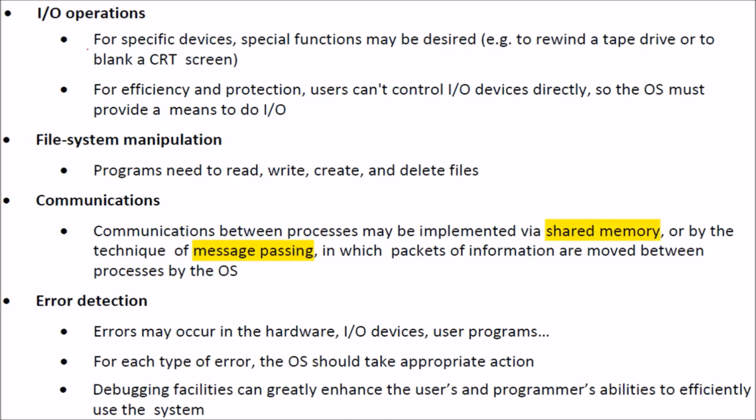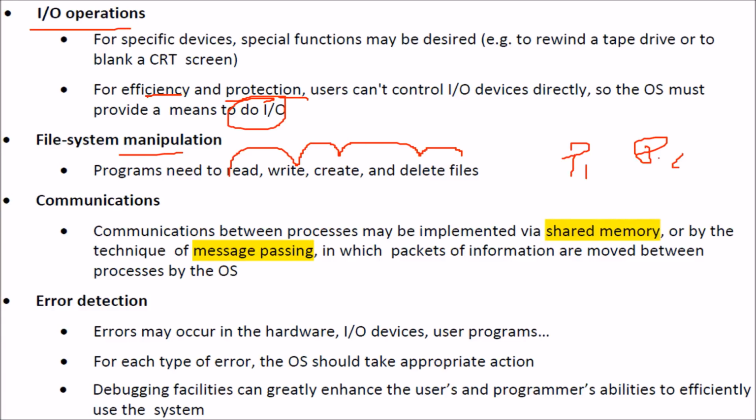Then input-output operation, that is, what input-output devices are connected. There are specific functions being required. And apart from that, the efficiency and protection with respect to input-output devices are very important. Then we have file system manipulation. We need to delete, create, write, read files. And when we have message passing, when there are various processes working, we need to have shared memory, or even we can pass the message. This is all done by the operating system.